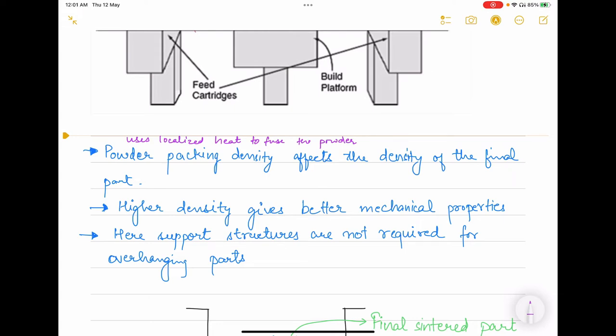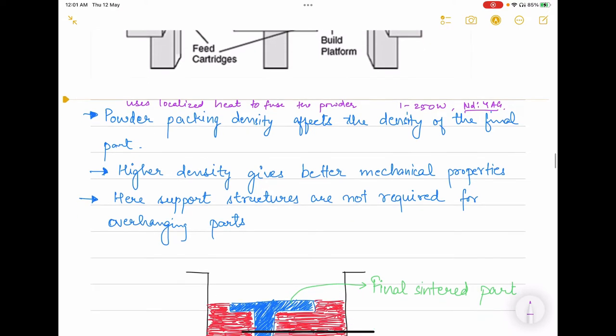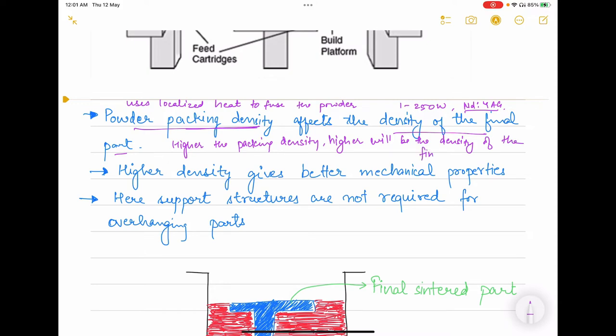Now, typically a continuous wave or modulated CO2 laser is used with powers ranging from 1 to 250 watt. And more recently, Nd-YAG lasers and other fiber lasers are also being used. So here, the powder packing density on the powder bed affects the density of the final part. Higher the packing density, higher will be the density of the final part. And higher density gives better mechanical properties.